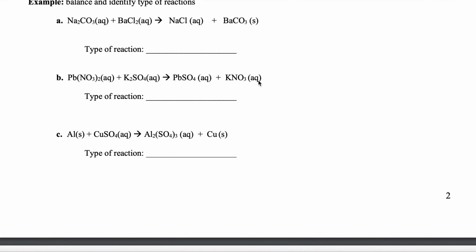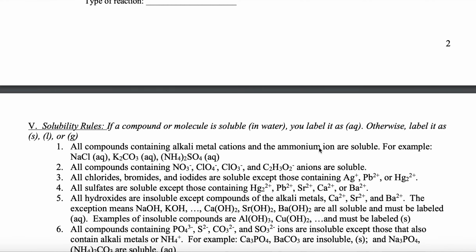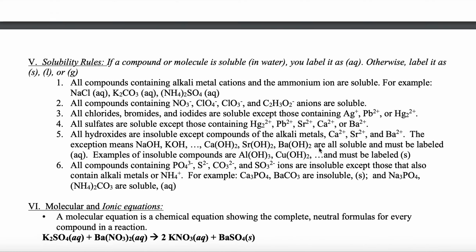Now, this one is a typo. PbSO4 should be a solid. So do me a favor, fix that. And this is also a precipitation reaction. Okay. Now, look at the third one. You have aluminum, which is a single element. Therefore, and you have this compound that has two parts, the copper and the sulfate. And obviously the aluminum displaces the copper. So we call this a single displacement because aluminum is a single element. All right, moving on to solubility rules.